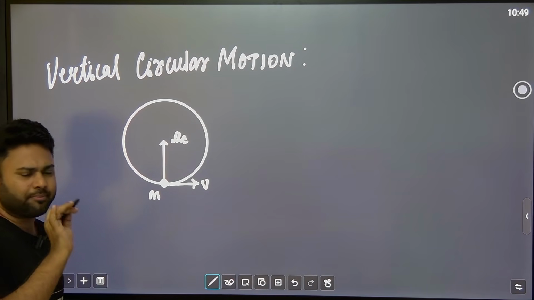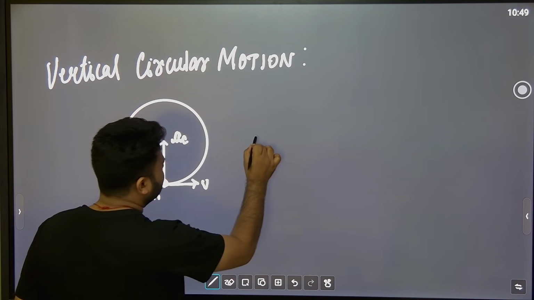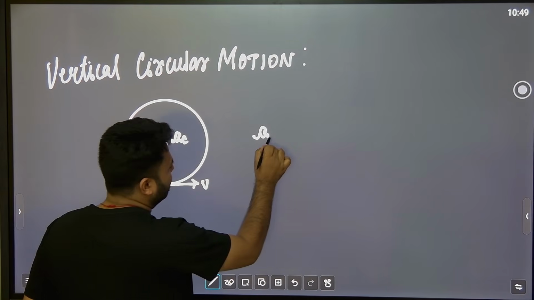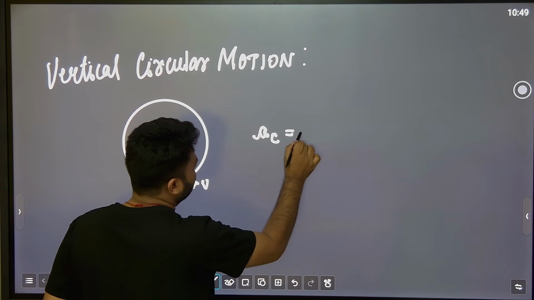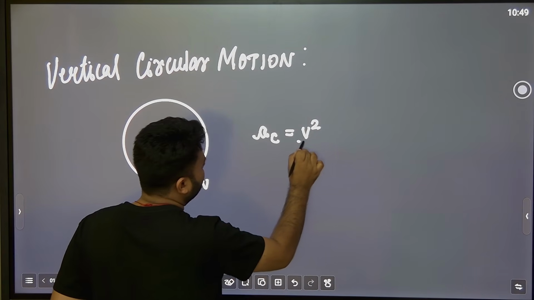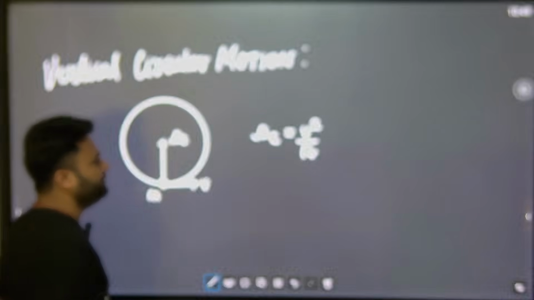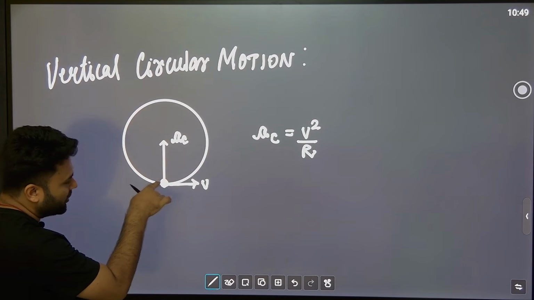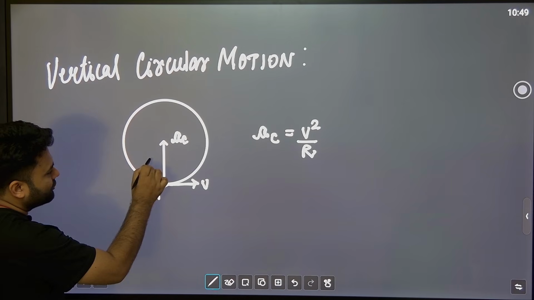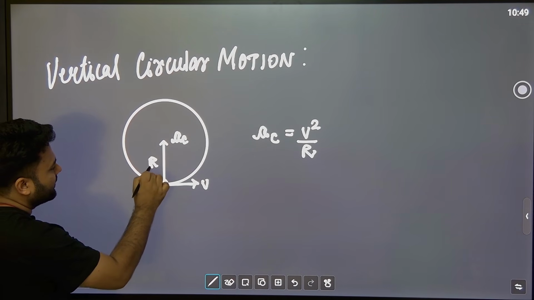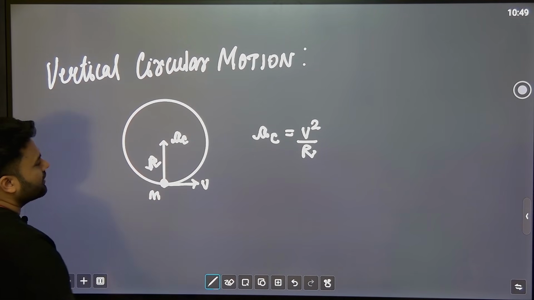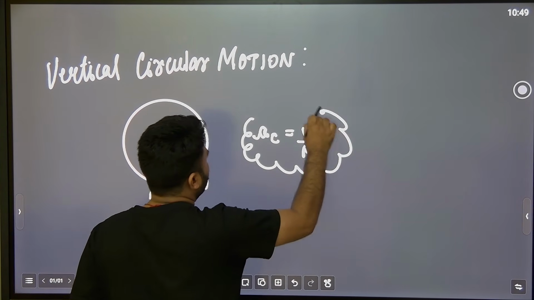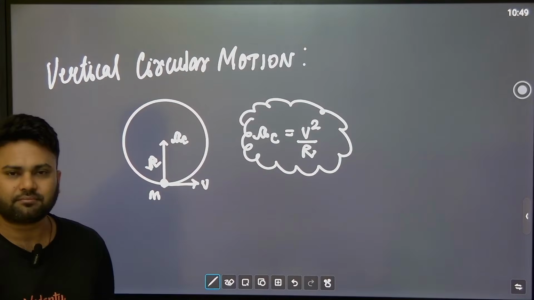These basic things you must know. Still, I am telling you, this acceleration directed towards the center is called centripetal acceleration, and its value is v square by r, where v is the speed of the object at any point and r is the radius of this circle. So always remember the centripetal acceleration value is v square by r.